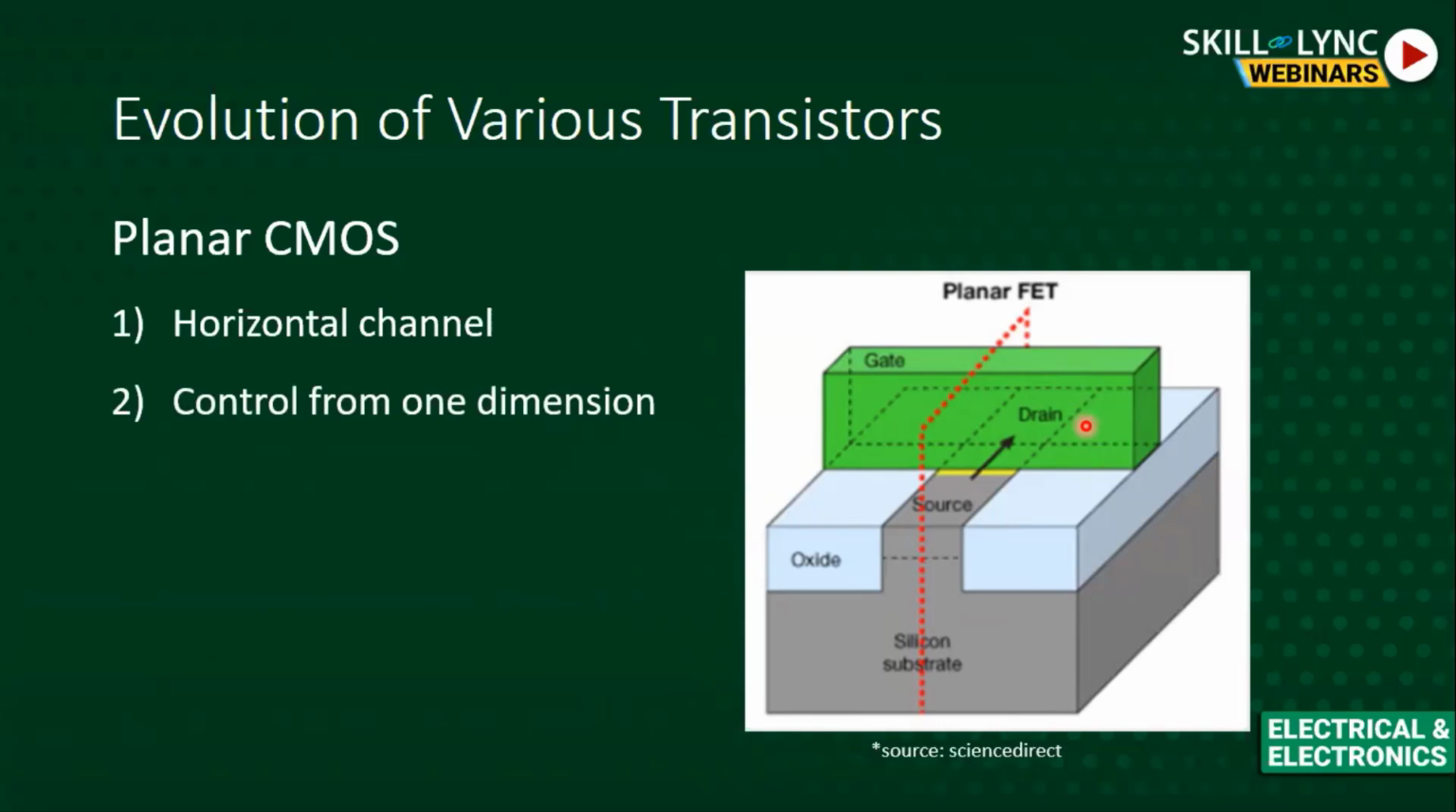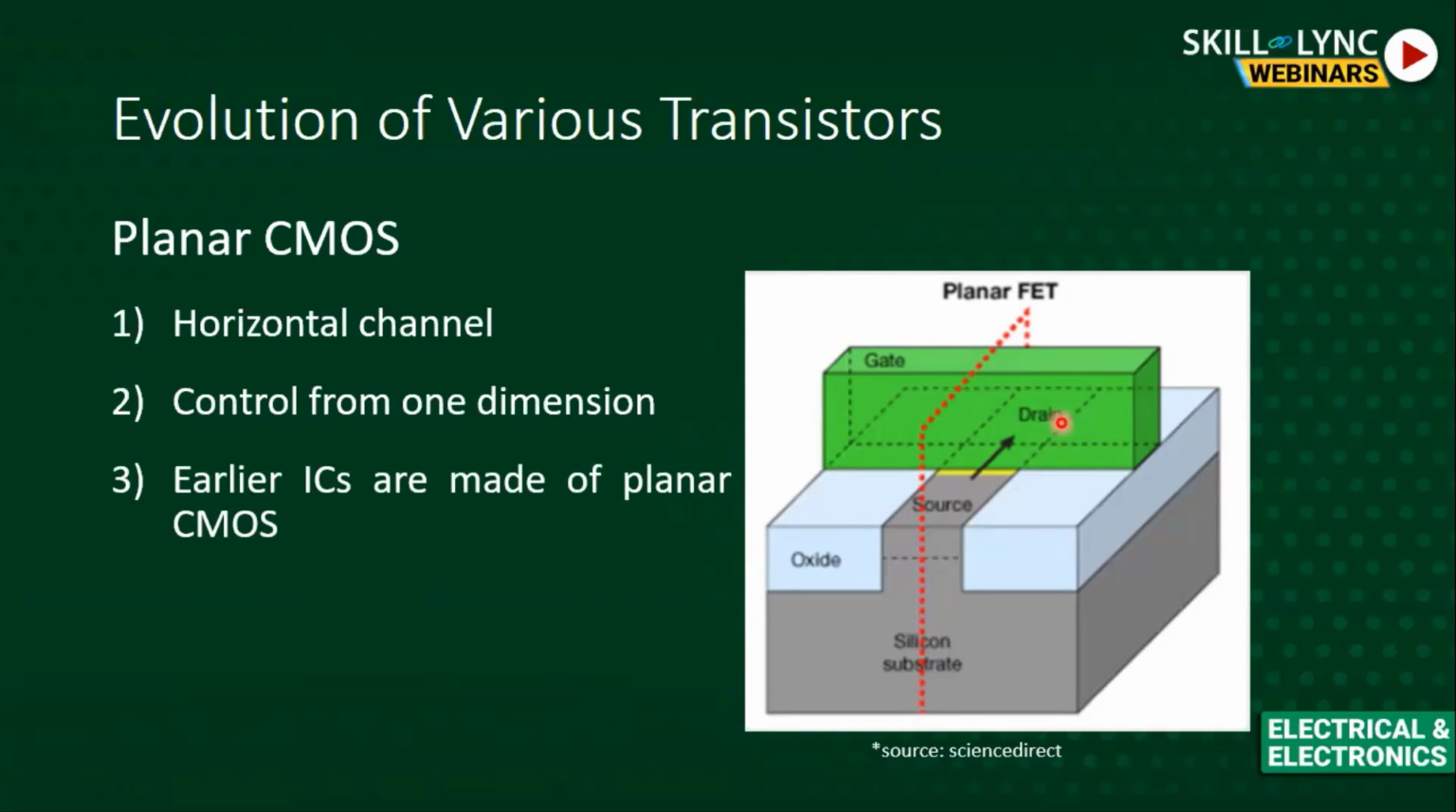So control is from only one dimension. As I said, CMOS is a voltage control device, so we apply some potential on the gate, and the control is only from one dimension, that is, from the top. The source and drain and all the other layers are in the bottom, and on top of that we have the gate in another layer, to which we apply the potential. So earlier ICs were made of planar CMOS.